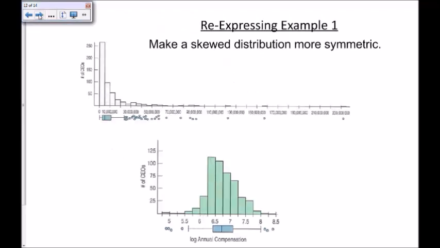Here is one example where we used re-expressing data. This data comes from yearly salaries of CEOs, which is a very, very skewed distribution. Okay, so one of our goals is to make a skewed distribution more symmetric. Okay, and the thing we did with this is we took the log of their annual compensation and it created a graph that is much more symmetric and much easier to analyze and to look at than the previous skewed distribution.